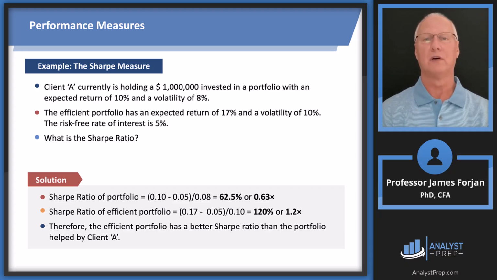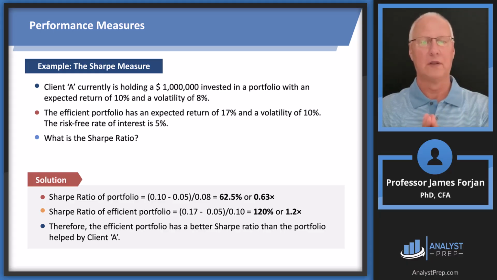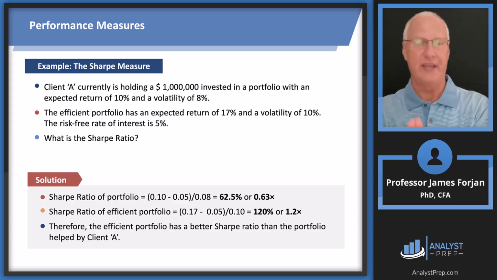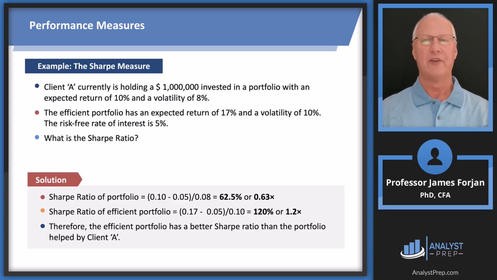Let's do a quick example here. We have an investor, $1 million in a portfolio, return of 10, volatility of 8. So here's the GARP and us calling standard deviation volatility. So make sure you can interchange those two terms. Efficient portfolio, 17 and 10. Risk-free rate is 5. What is the Sharpe ratio?